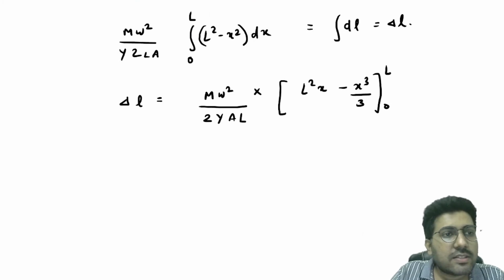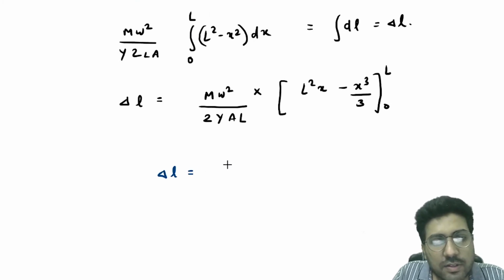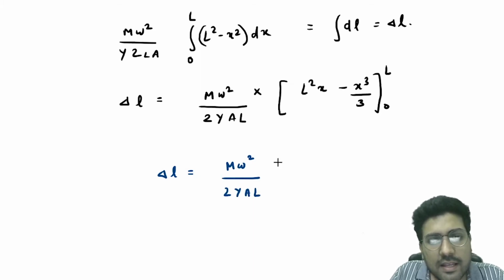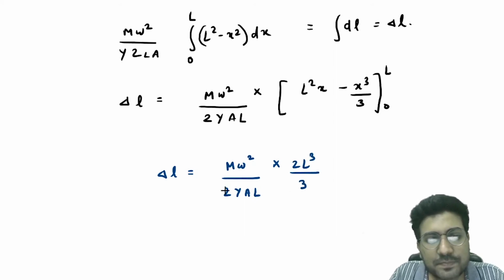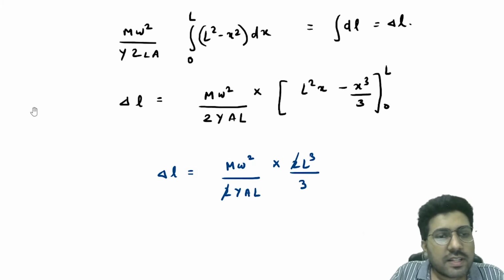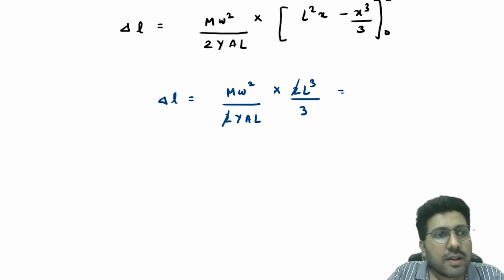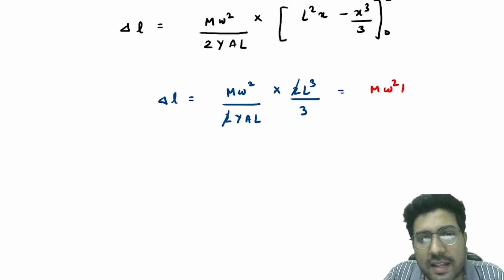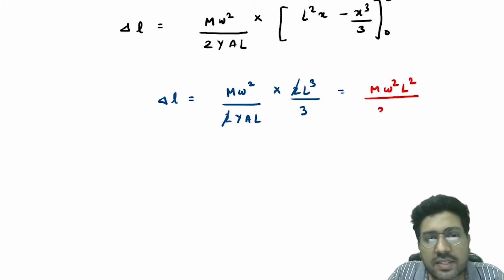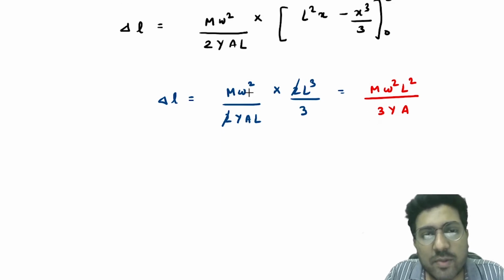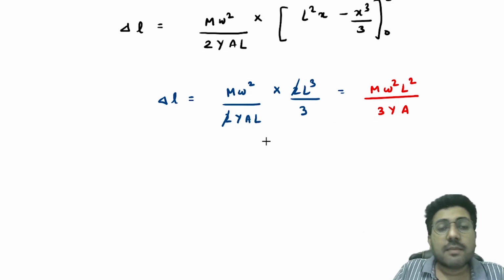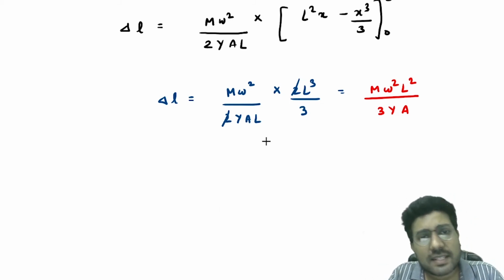When you integrate this, you will get delta L is equal to m omega square divided by 2YAL into L cube minus L cube by 3, that is 2L cube by 3. The 2 cancels, and one L gets cancelled, and you will get delta L is equal to m omega square L square divided by 3YA. But again, most of the time they ask you to answer in terms of density.